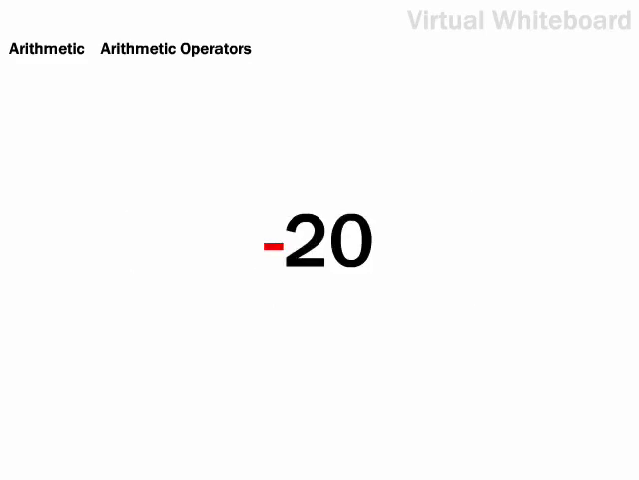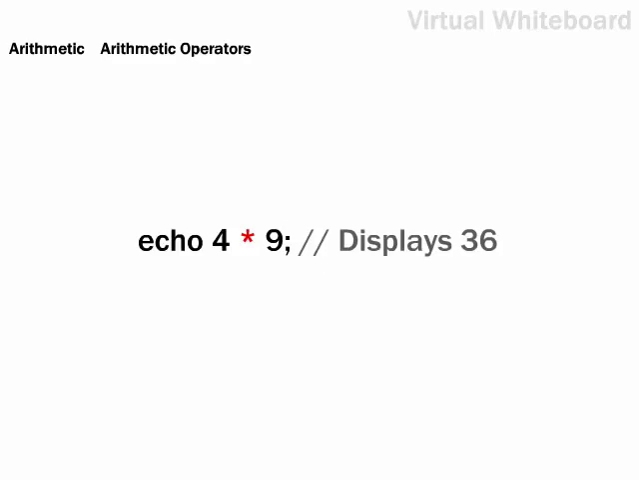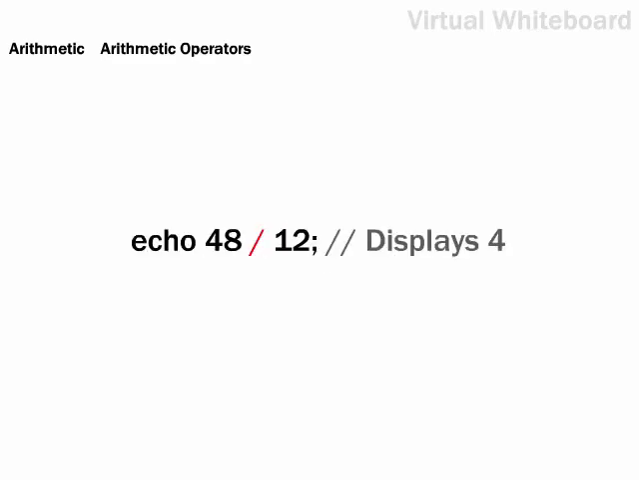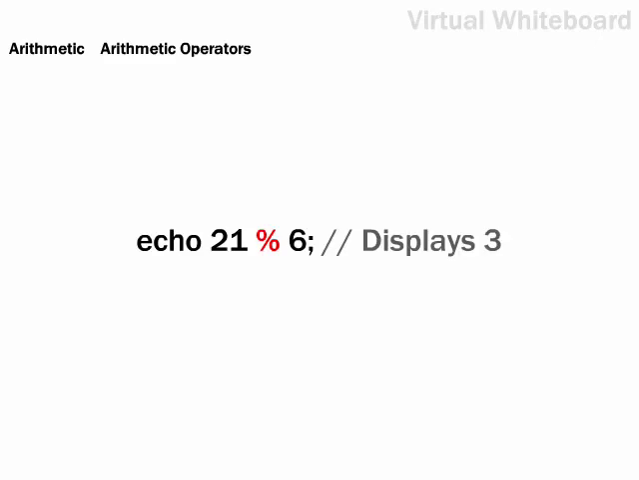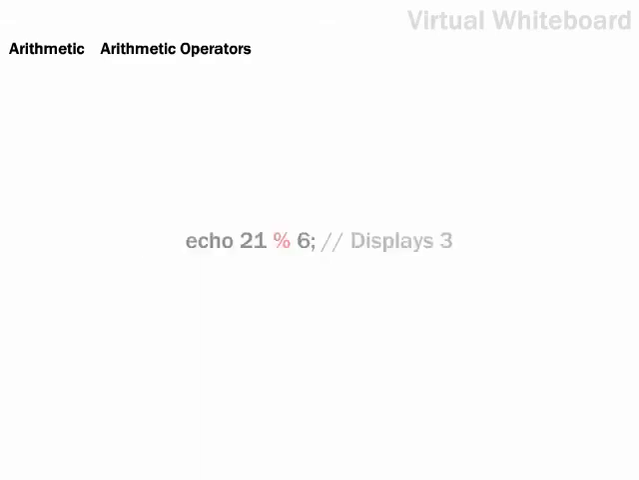The minus symbol can also be used to indicate a negative number when placed before a numeral with no space in between. Multiplication is performed using the asterisk symbol, and division is performed with the / symbol. Modulus is performed by using the % symbol. In this case, the example displays 3, which is the remainder of 21 divided by 6.